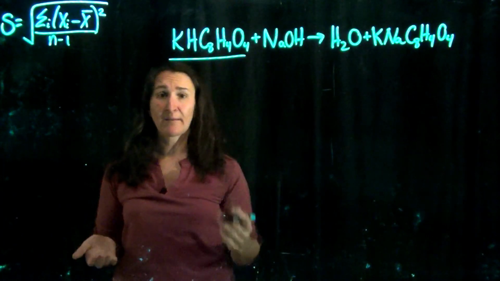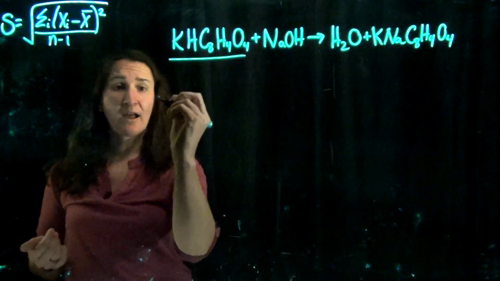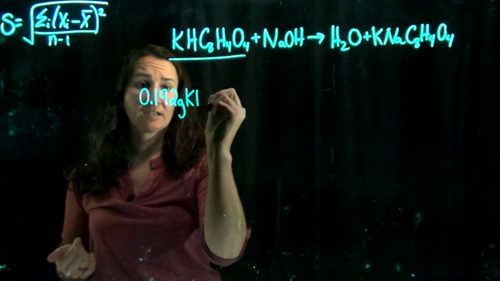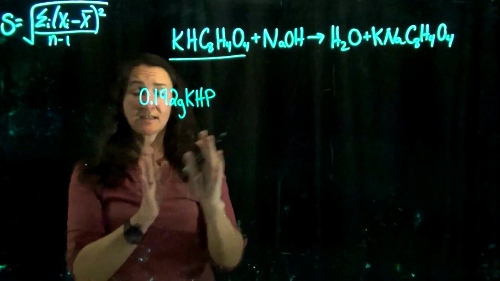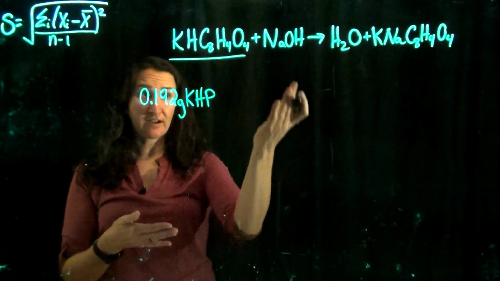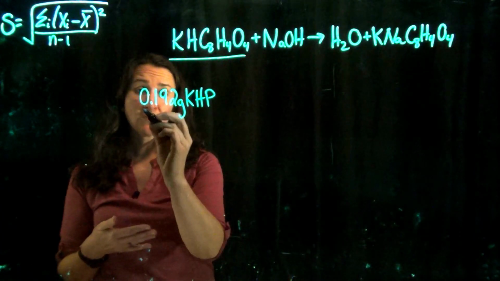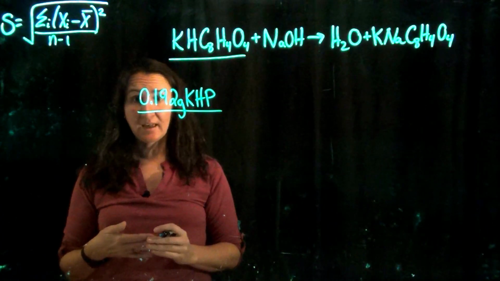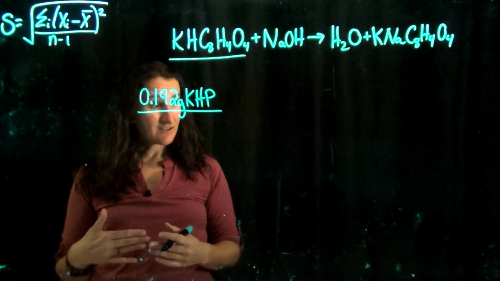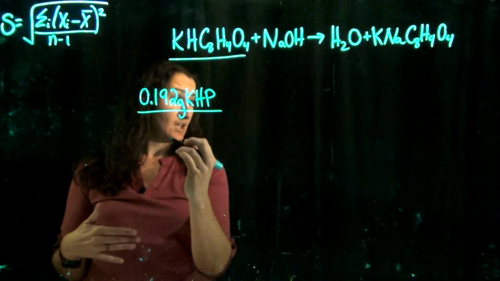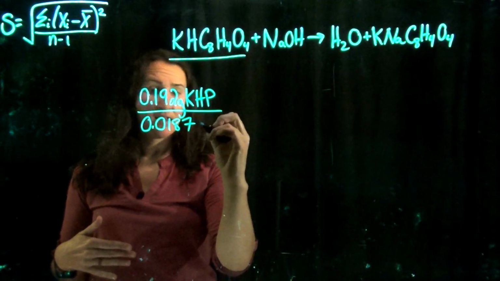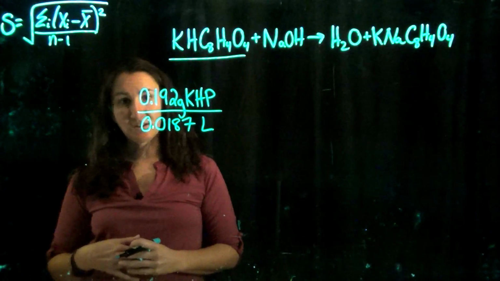Let's start out with how many grams of KHP we have. So we start out with 0.192 grams of KHP, and let's translate that into moles. Why? Well, we are trying to end up with a final molarity of sodium hydroxide. So we use 0.192 grams of KHP, and how much sodium hydroxide was used to titrate that? Let's put that in liters. So we used 0.0187 liters of sodium hydroxide to achieve that titration.